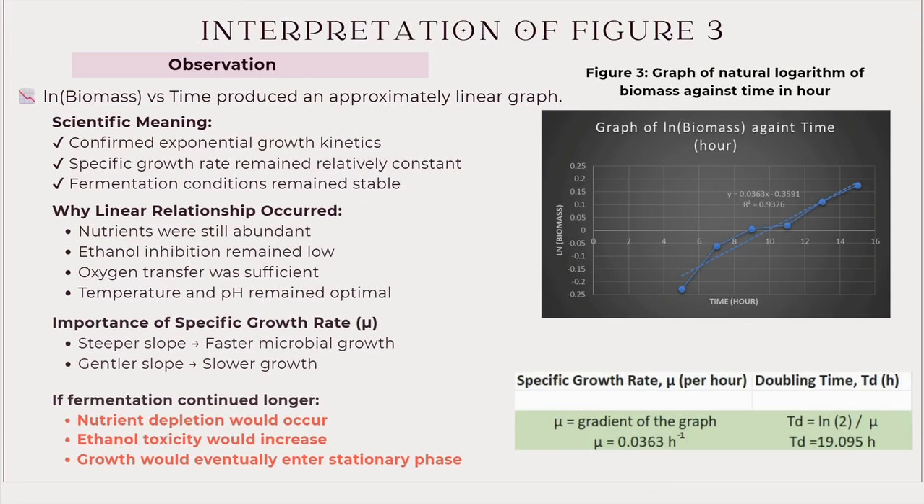The linearity observed in the graph suggests that the environmental conditions inside the bioreactor remained relatively stable throughout the cultivation period. Adequate nutrient availability, proper oxygen transfer, efficient mixing, and controlled temperature and pH contributed to maintaining continuous microbial growth. If fermentation had continued for a longer duration, the culture would eventually enter the stationary phase due to nutrient depletion and also ethanol accumulation.